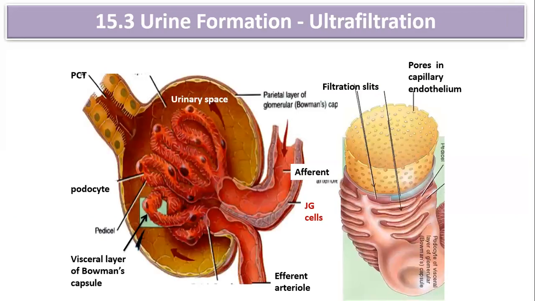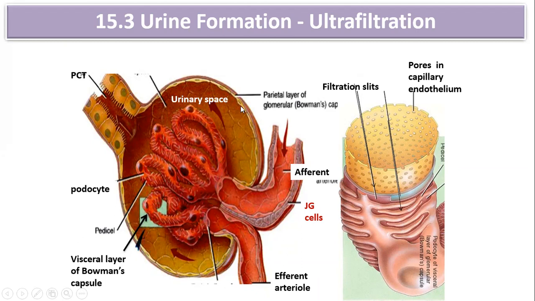If you see, this is the structure of the Malpighian body. You can remember this. This is a branch of the renal artery called the afferent arteriole. That afferent arteriole is going to enter into a cup-like structure. Can you see this cup-like structure? That cup-like structure is called Bowman's capsule. I hope you can remember.